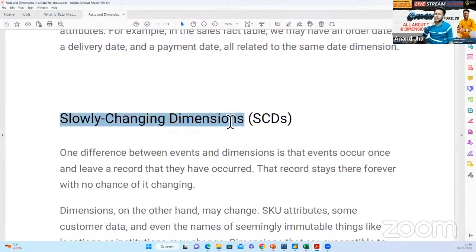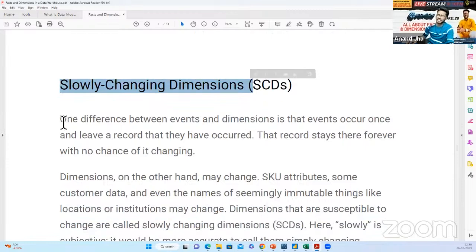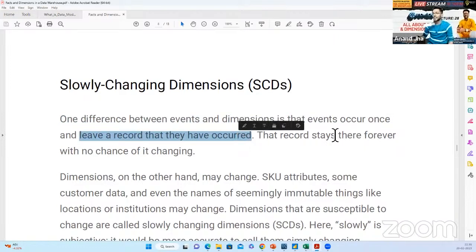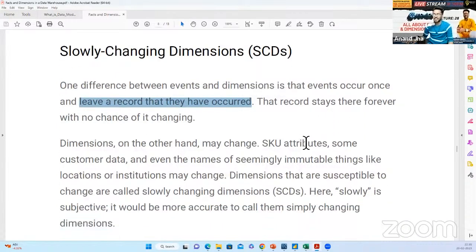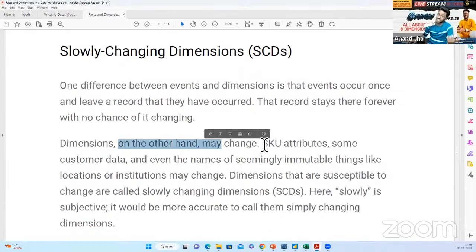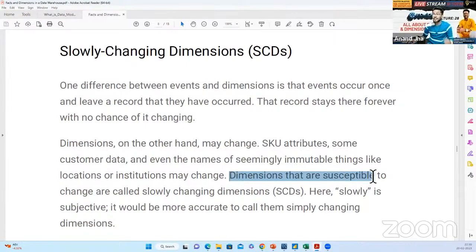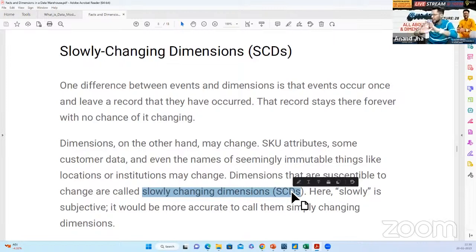Then there are slowly changing dimensions. What does it say? One difference between events and dimensions is that events occur once and leave a record that they have occurred. The record stays there forever with no chance of changing. Dimensions, on the other hand, may change. Stock keeping unit attributes, some customer data, even the name of seemingly immutable things like locations or institutions may change. Dimensions that are susceptible to change are slowly changing dimensions. But further bifurcation, you don't have to go into that much detail. No one will ask you in the interview.